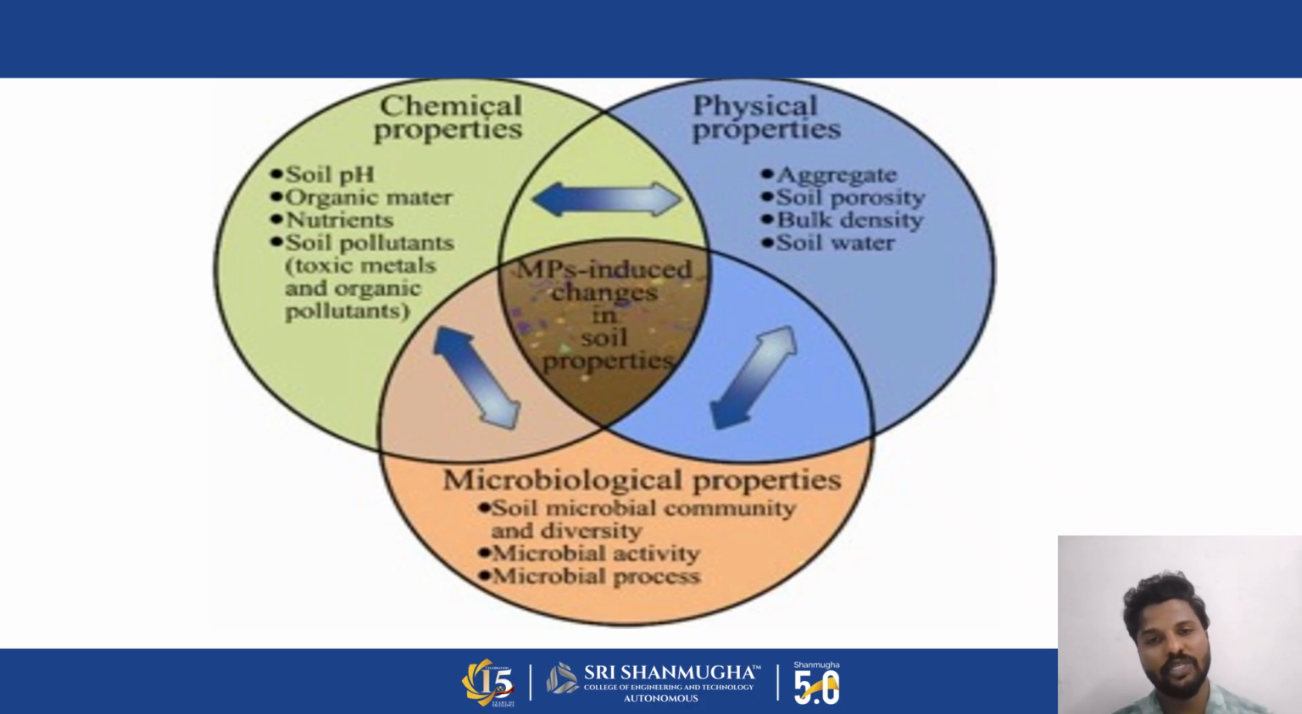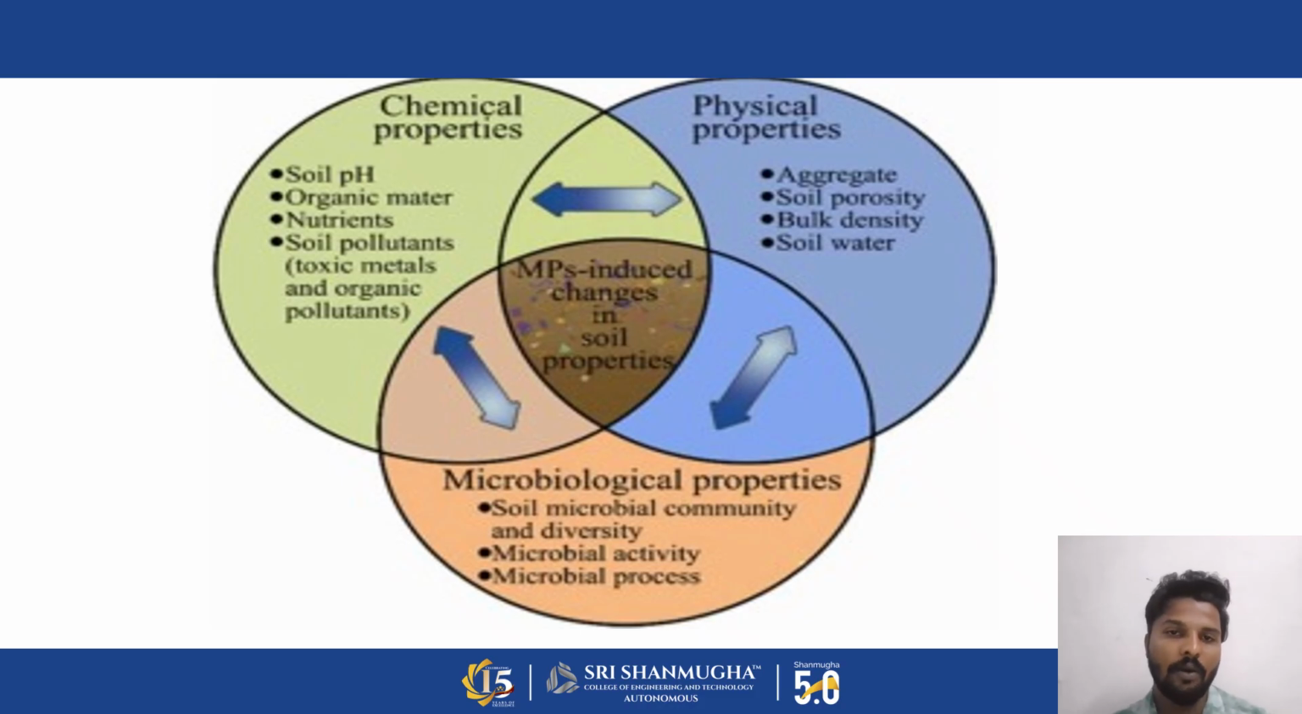Then the third one is the nutrients. Nutrients are essential elements required for plant growth. For example, nitrogen, phosphorus, and potassium are the essential nutrients for plant growth in agricultural activities. Then soil pollutants. Here pollutants means toxic metals and organic pollutants. The foreign substances that can harm plant life, microorganisms, and ecosystem health are called soil pollutants.